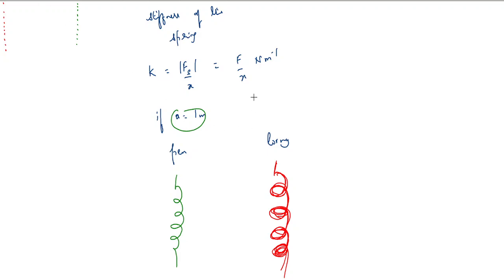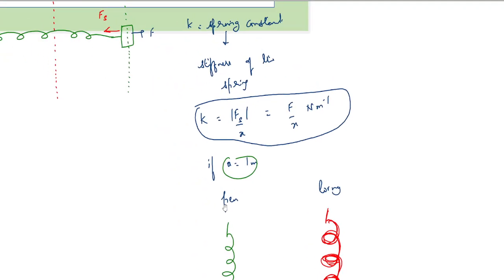So the greater the value of F from here, the greater would be k, because here x is taken to be 1. Which means that if the value of k is more, a greater force is required to cause an extension in the spring. Or in simple language, the greater the value of k, the greater the spring stiffness.